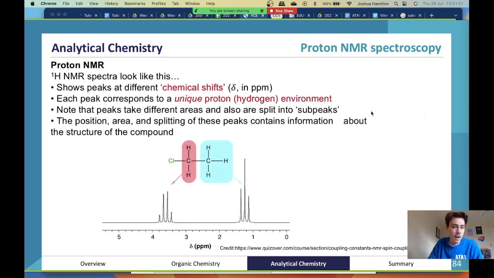So proton NMR refers to hydrogen-1 NMR. It shows peaks as chemical shifts. So what you've got is this shift. You've got 0, and then everything shifts across. Note that each peak corresponds to a different area in your molecule. So notice how this is referring to this, and this is referring to this. Now, proton NMR is far more useful. It's going to be the one that you see more often.